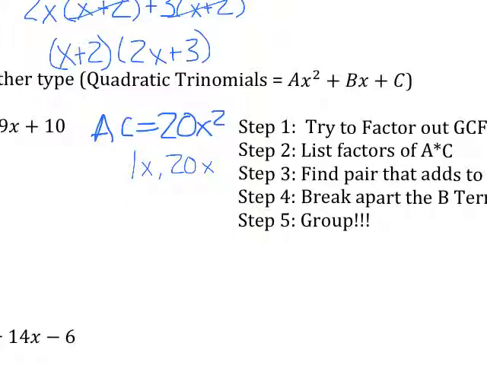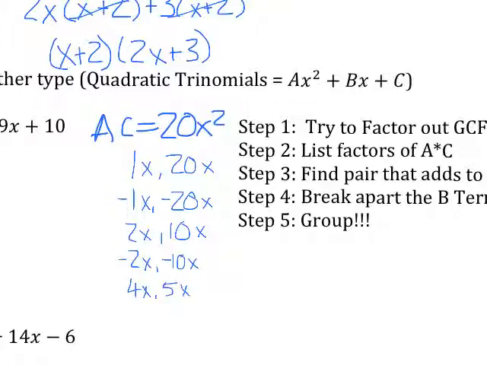The other way to get a positive answer is a negative times a negative. So I could do negative 1x and negative 20x. So I'm just finding numbers that multiply together to give me 20. So I could also do 2 and 10, so 2x and 10x. And then the negatives as well, so negative 2x and negative 10x, because a negative times a negative, remember, is a positive. The only other way I can multiply 2 numbers and get 20 is 4 and 5. So I have 4x and 5x, and then negative 4x and negative 5x. Okay, so those are the factors of AC.